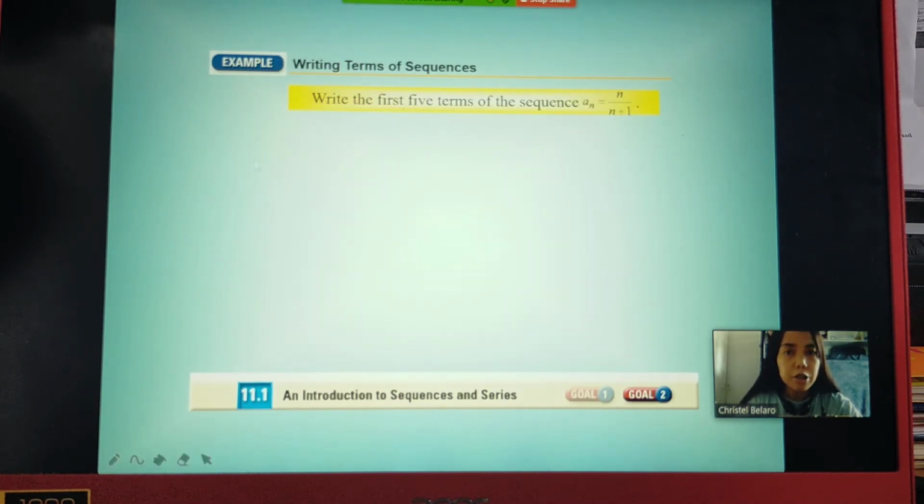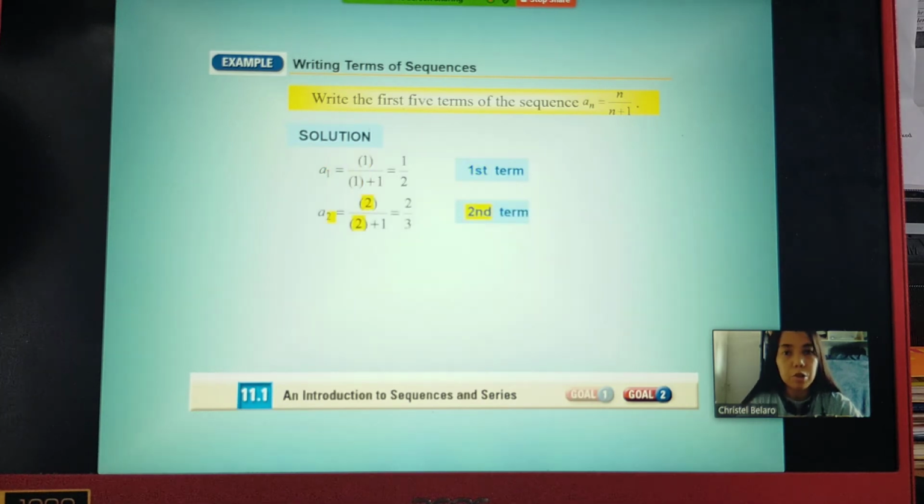Write the first 5 terms of the sequence a sub n equals n over n plus 1. What is the first term? What is your answer? How about Marisol? The answer is 1/2. Correct. The second term. How about Gwine? The answer is 2/3. Correct. How about the third term?